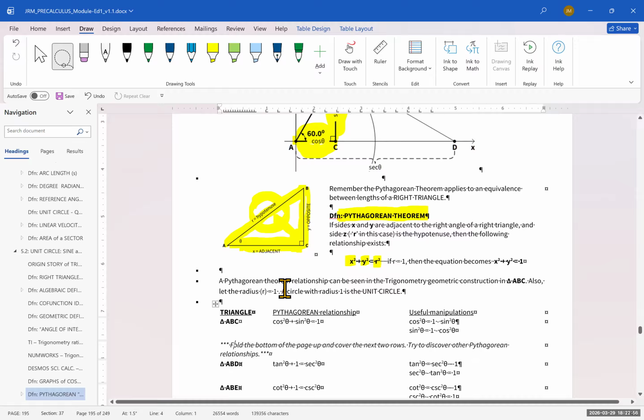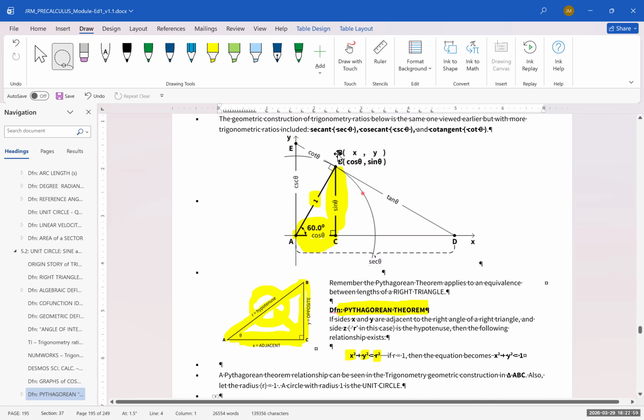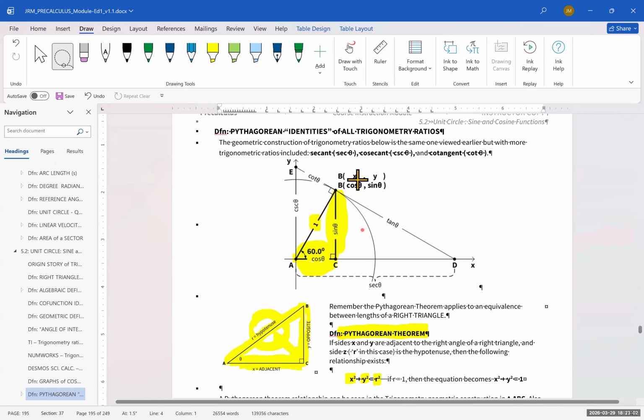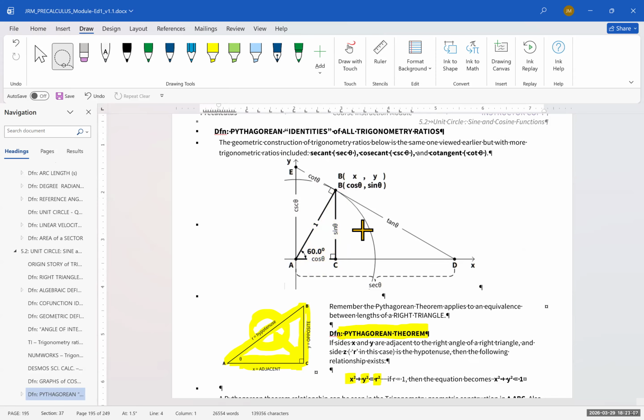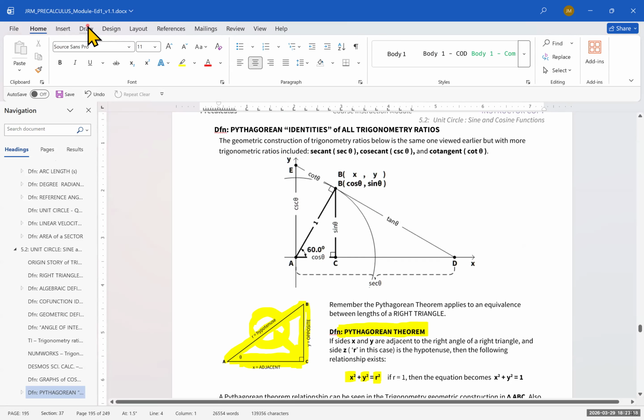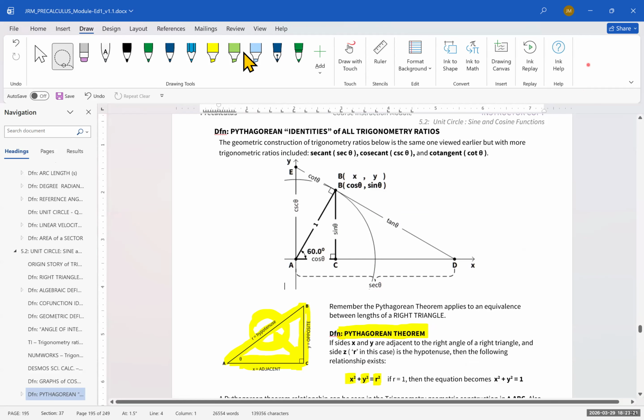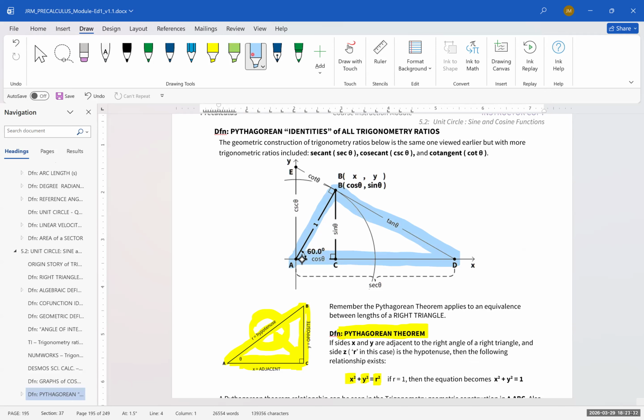And the reason why I want you to cover those bottom 4 lines is looking at this picture, do you see any more Pythagorean identities? Do you see any other right triangles? Okay, well, one such right triangle would be triangle A, B, D. And right here is the right angle.